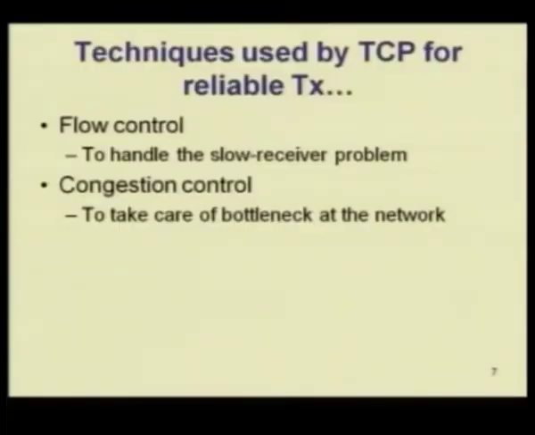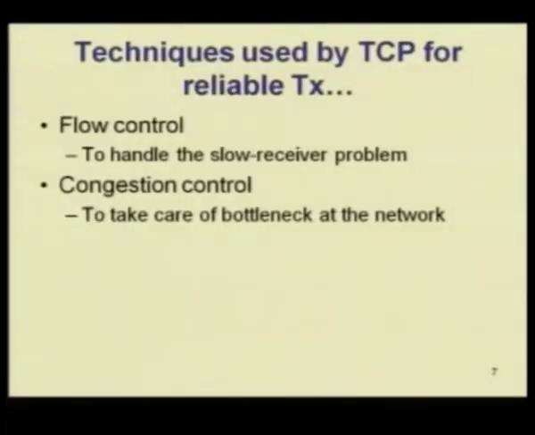Now this flow control handles the slow receiver fast sender problem. That is, if the receiver is very slow, it is possible that data that is sent to the receiver is not actually captured by the receiver. If you have a very fast sender sending data to a slow receiver, then we have the problem of the receiver being overwhelmed by the data that is sent by the sender. So to handle this, we use a flow control mechanism.